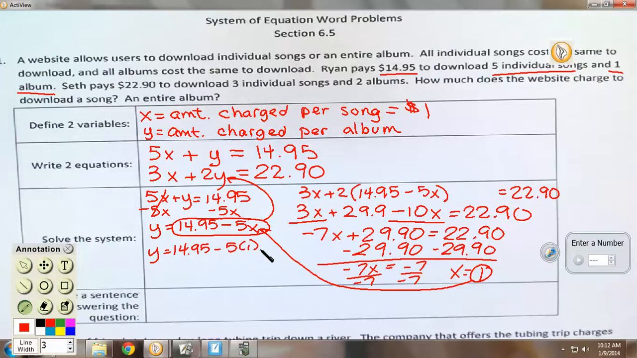So putting 1 in for x, 5 times 1 is 5. So 14.95 minus 5 is 9.95. Does that seem reasonable? I think so. So approximately $10 for an album. I think that's comparable to what you might pay on iTunes. I think that does seem reasonable.